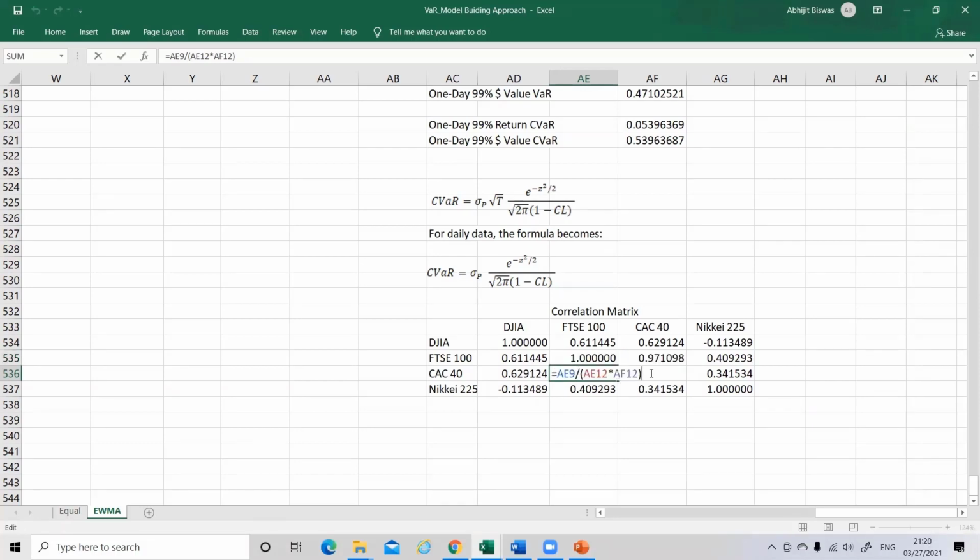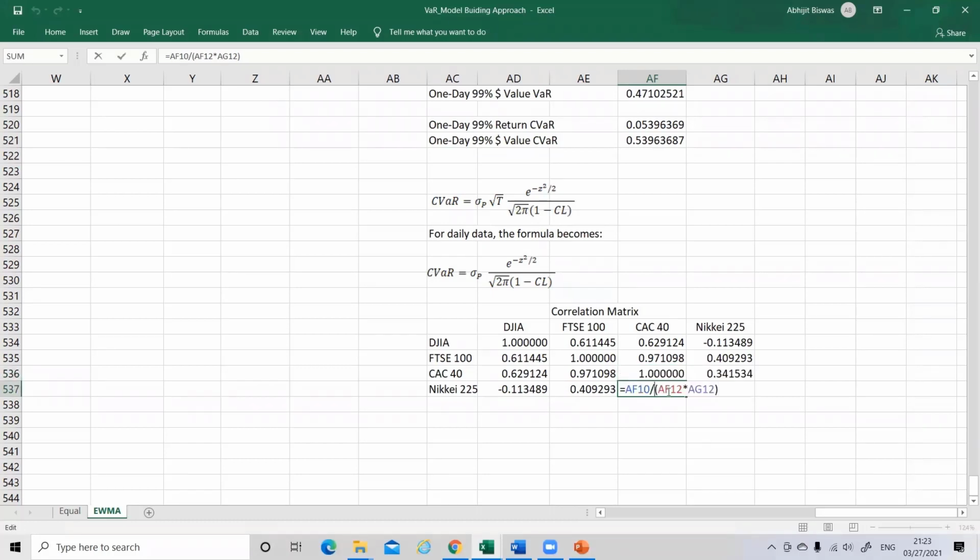Correlation between FTSE and CSE: AE9 by AE12 into AF12. Then AE10 by AE12 into AG12. In the CSE column, this is already calculated. Just type equals AD536. This is also already calculated. Just type equals AE536. This should be equal to 1, or you can cross verify, because it's the correlation between CSE and CSE. So equals AF9 by AF12 into AF12.